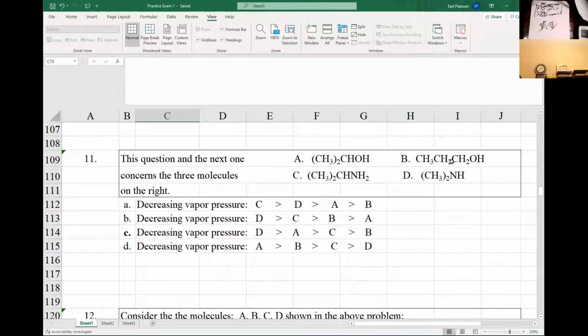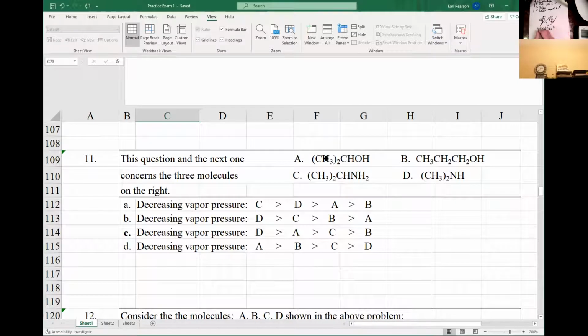So the next thing would be the London force. None of them are very polar, so we can just forget about polarity. But for London force, if I look at these, let's see, CH3OH, CH3, CHOH. Okay, that's A. I'll pull these over in a minute for you to look at them.